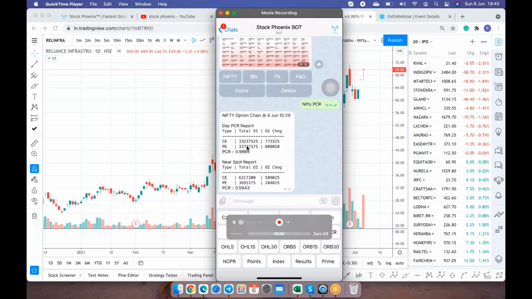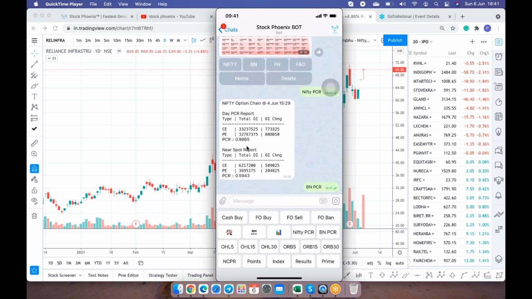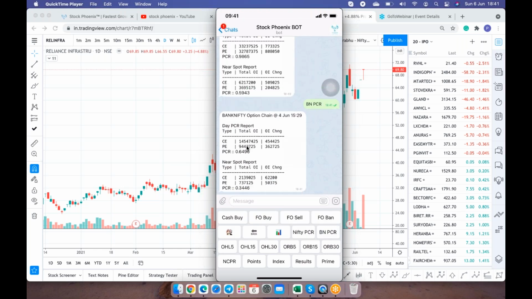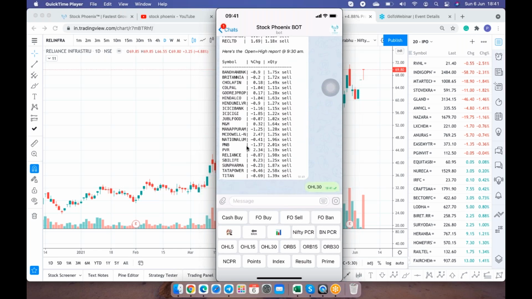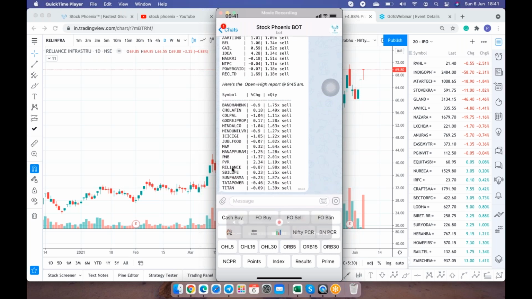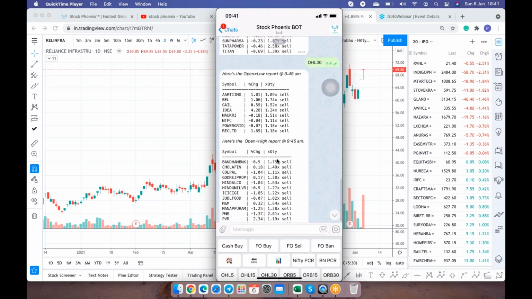Okay, similar information about the Bank Nifty PCR ratio. And this option gives you open equals low and high for 5 minutes, for 15 minutes, and for 30 minutes. So you can take a decision, if you're a trader, for 5 minutes, 15 minutes, or 30 minutes, depending upon the strategy, you can use these features.